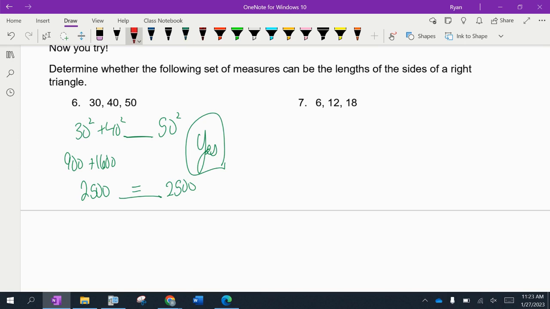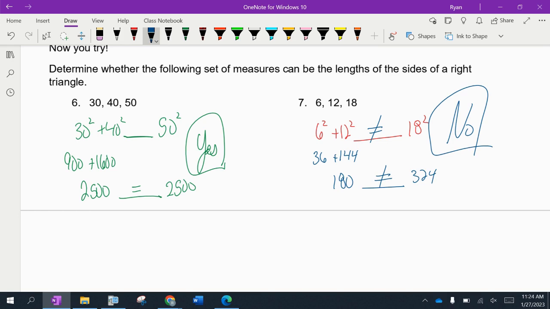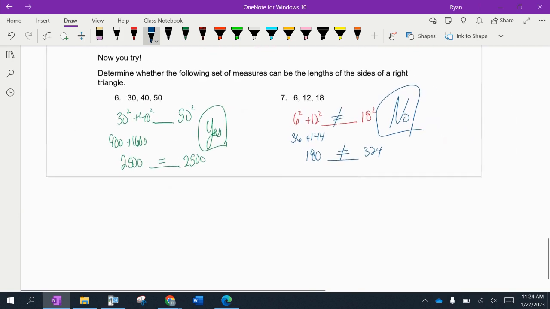Go ahead and try number 7. Pause the video, try number 7. And number 7, these are definitely not equal to each other, so no, those would not make a right triangle.